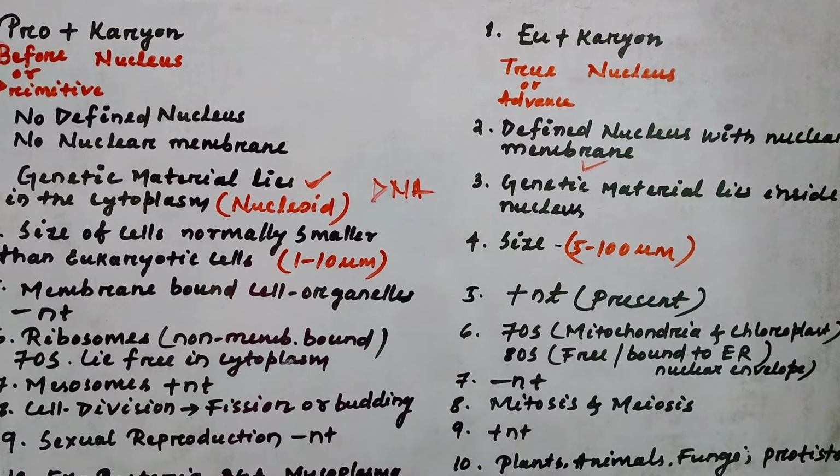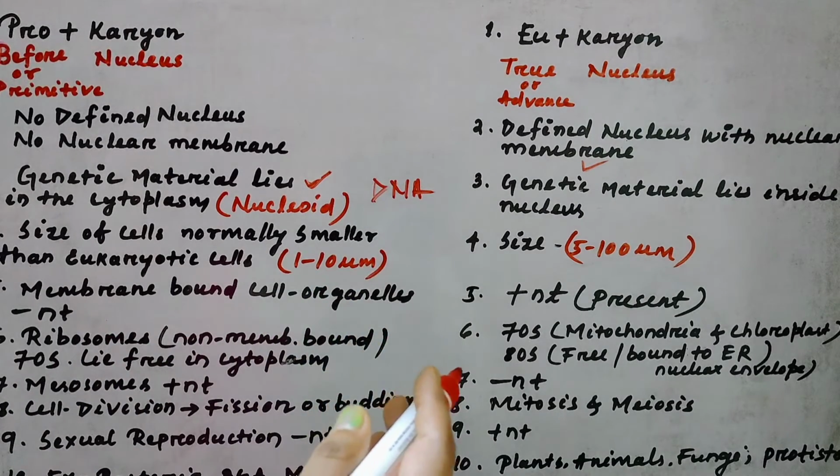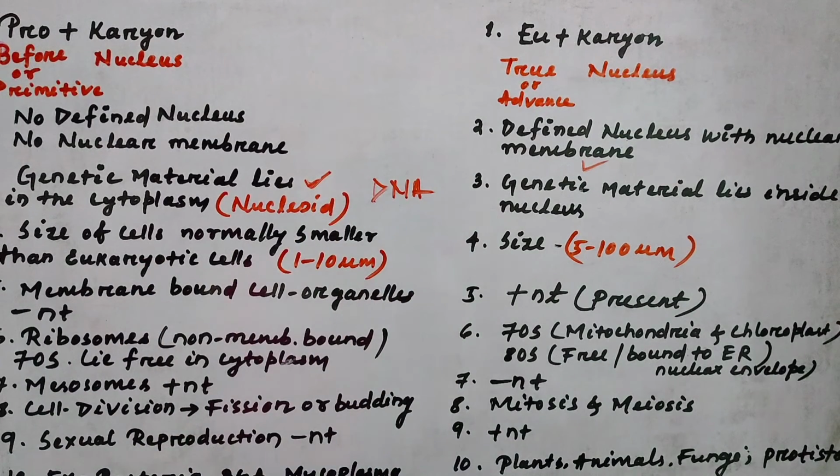Mesosomes are formed by the infolding of the cell membrane that are found in prokaryotic cell membranes, but absent in the eukaryotic cell membrane. Cell division occurs by means of fission and budding in prokaryotic cells, and by mitosis and meiosis in eukaryotic cells. Sexual reproduction is absent in prokaryotic organisms, but sexual reproduction is present in eukaryotic organisms.